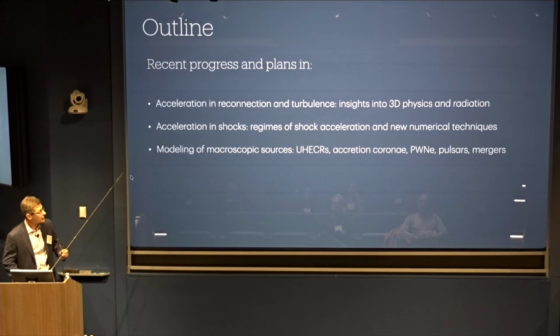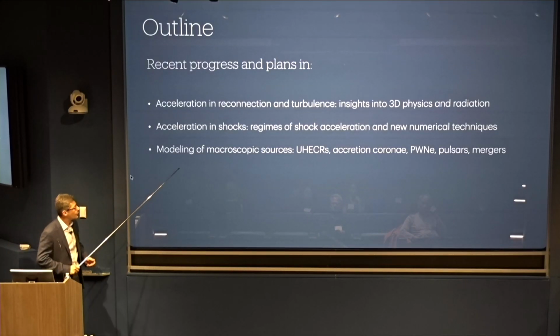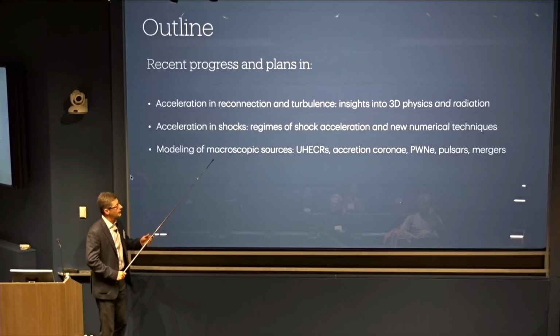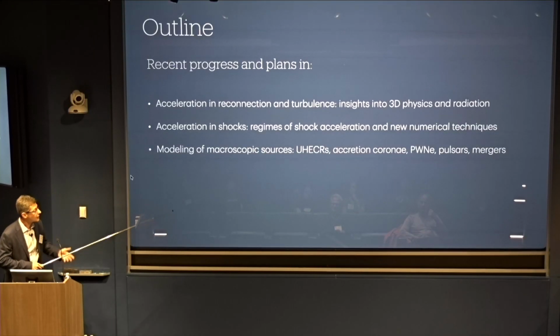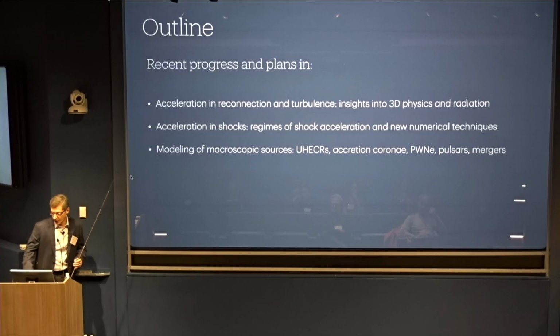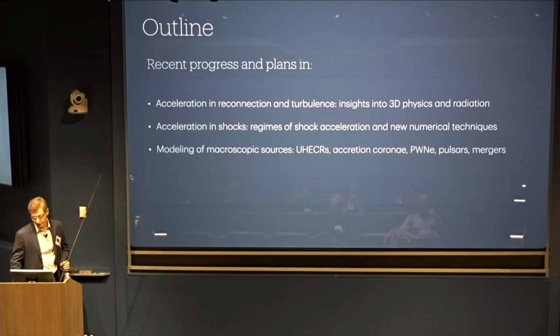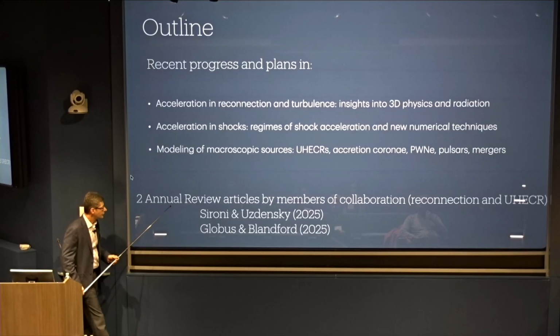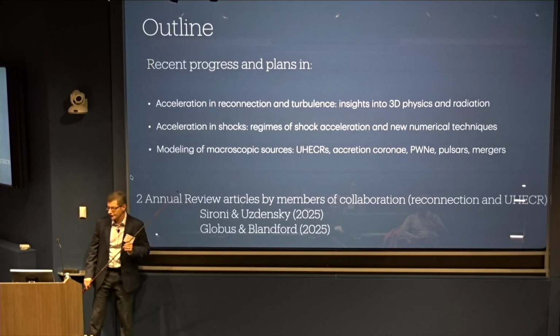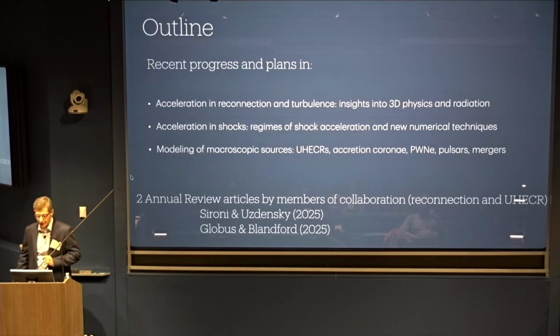The development of new numerical techniques has been very instrumental in that. For the modeling of sources, there are new ideas on how to explain ultra-high energy cosmic rays, how to model accretion coronae, and also objects such as pulsars and pulsar wind nebulae, and mergers of neutron stars, which will be discussed later in the meeting. So I just want to bring your attention to two annual review articles that were published by members of the collaboration.